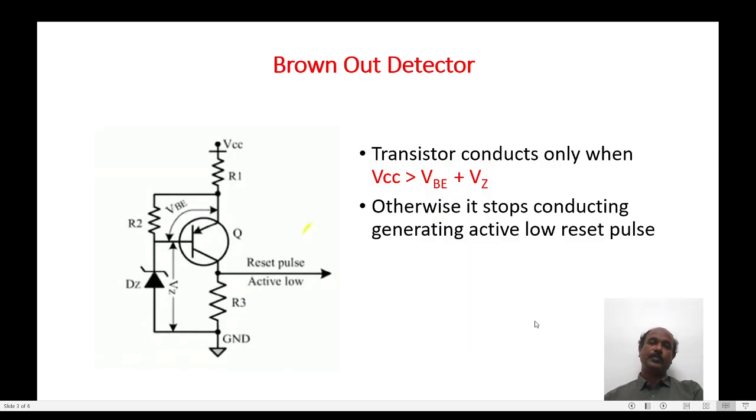The next circuit that will be used by embedded systems is the Brownout Detector. It is also called BOD. This Brownout Detector circuit is mainly used for monitoring the value of the supply voltage in the embedded system. Sometimes there may be fluctuations in the supply voltage. This VCC is the supply voltage that is given to the processor.